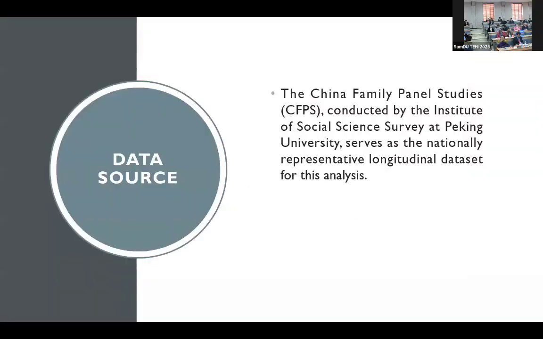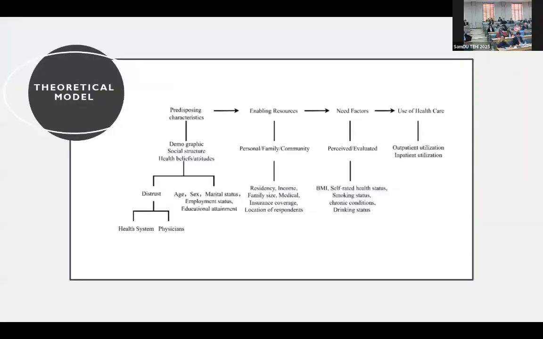We use a very famous theoretical model, the behavioral model of health services utilization, developed by Anderson. You can see that distrust of physicians belongs to health beliefs or attitudes, so it will affect the use of health care.